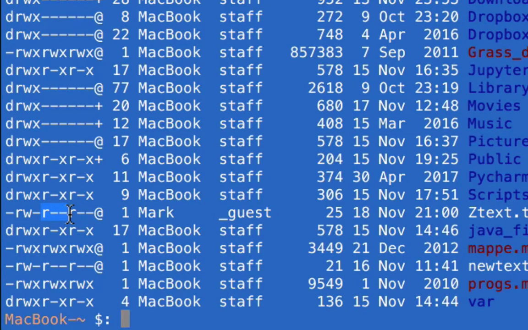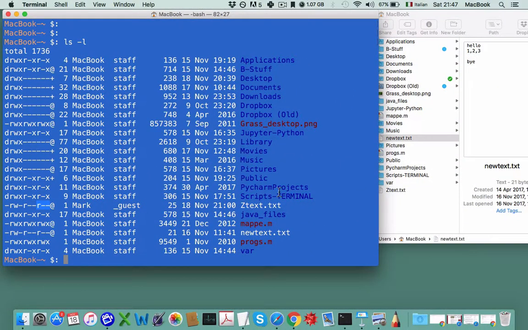And the third 3 characters, the last one I told you we're not interested in, the third 3 characters refer to everyone else. So everyone else who's not Mark, who is not in the group _guest, can read this file, but they cannot write it. You see there's no W, and they cannot execute it. There is no X. Okay, so now we really know everything we have to know about the output of the information that the terminal tells us about every file or folder in our system.